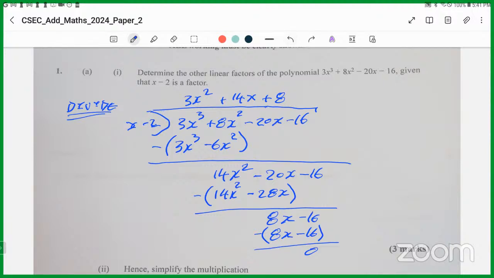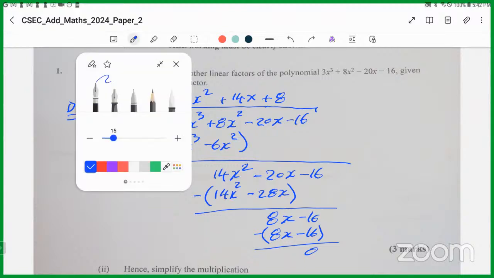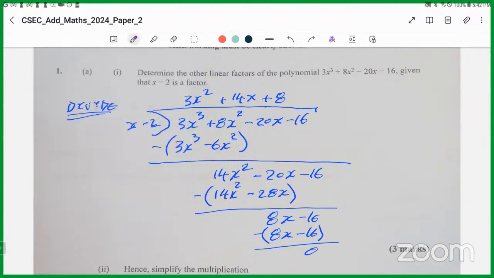And then what you can do here is just factorize this right where it is, because that's a quadratic that has the two factors in it. This original expression is a product of those two, the divisor and the quotient. So to get the other two factors, I just need to factorize this quotient. You can factorize it right where it is. The factors of this have to be 3x and x.